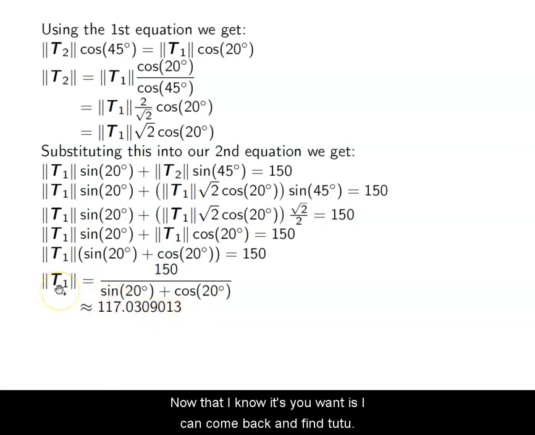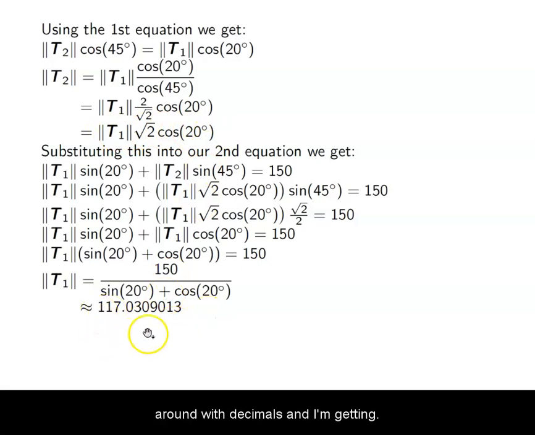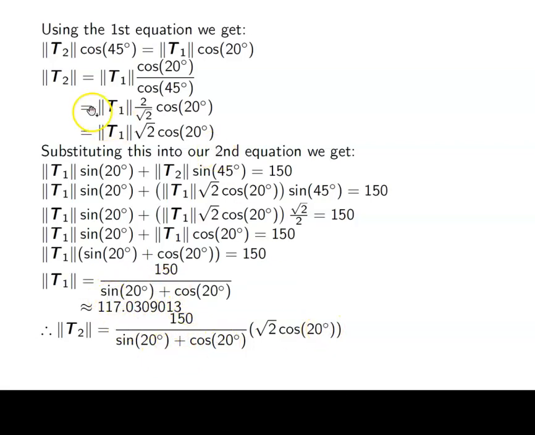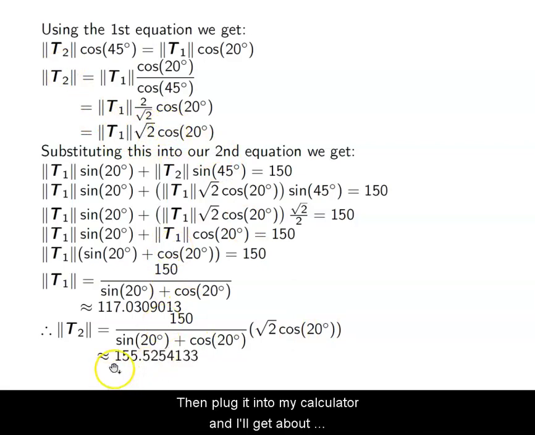Now that I know what T1 is, I can come back and find T2. Technically, when I find T2, I'm not going to use this decimal approximation. I can, it's probably okay. But what I'm going to do is plug in for T1 this exact value and then calculate this thing exactly. So I'm not playing around with decimals and I'm getting everything that I need exactly, right? So I'm going to plug in T1 here for my T2, then plug it into my calculator, and I'll get about 155.5254133, right? So those are the magnitudes.